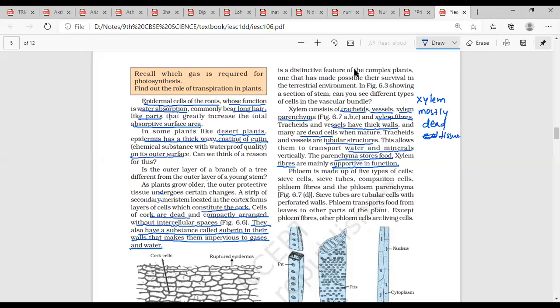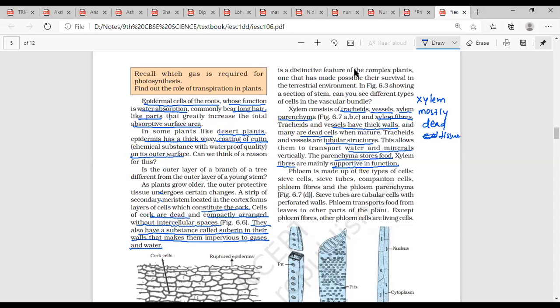Then the parenchyma's main function is to store food, and xylem fibers provide support to the cell. Yes, right. They are standing erect. Erect means standing vertically, so that vertical support they need. They should not get bent. That function is performed by these fibers.